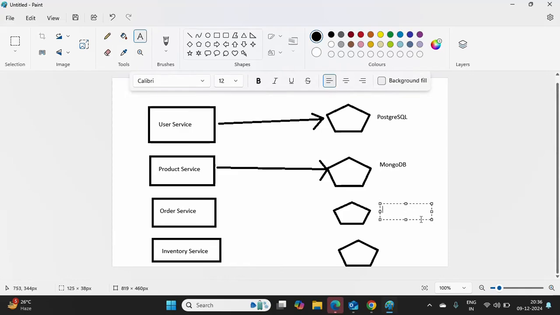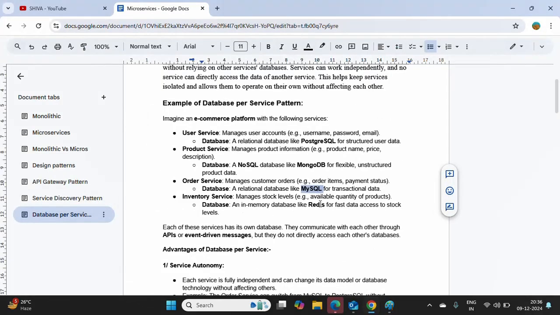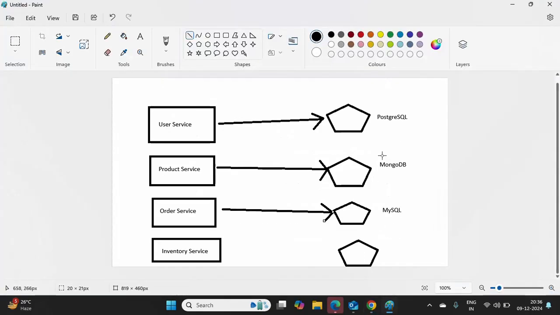But if you go with a single database, you definitely cannot use different types of databases, because every application is going to connect with the same database. Now, for the inventory service, it is some kind of Redis database we can use, but just ignore this one. I'm using some other database like Oracle or something else. You can assume this is also Postgres SQL.